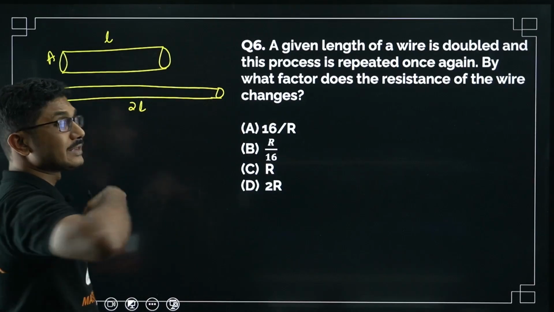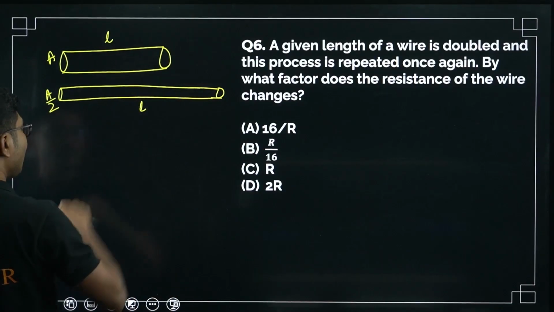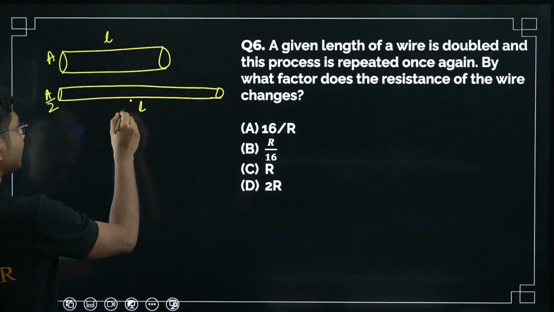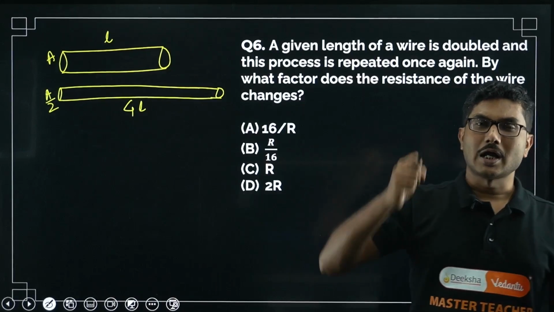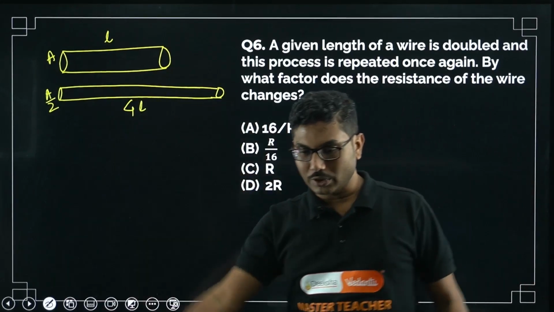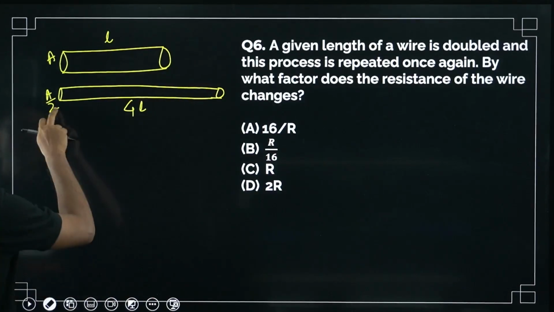Similarly, this process is repeated once more. So now the new length is basically 4L. So basically you have increased the length to 4 times. First you stretched it to 2L, now you have stretched it by another factor of 2. So the total length is now 4L, and the area will now be A by 4.